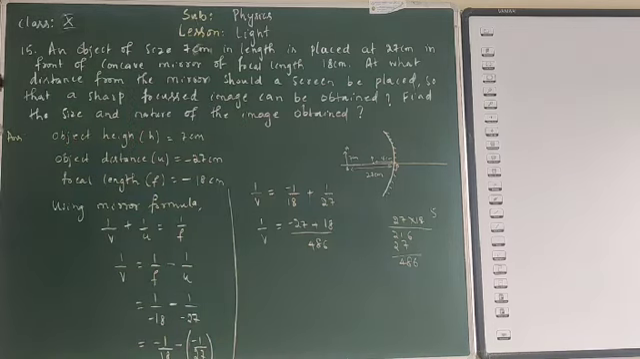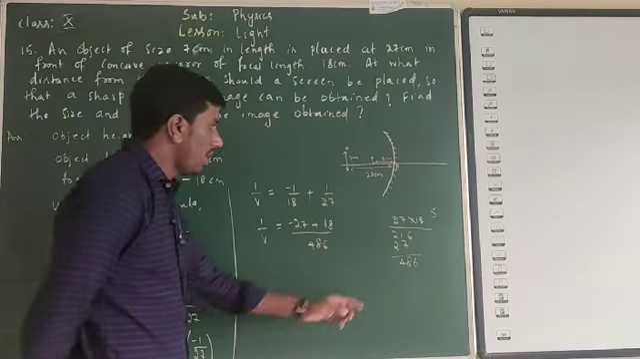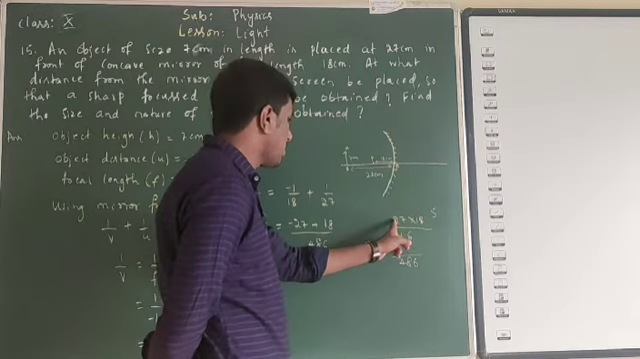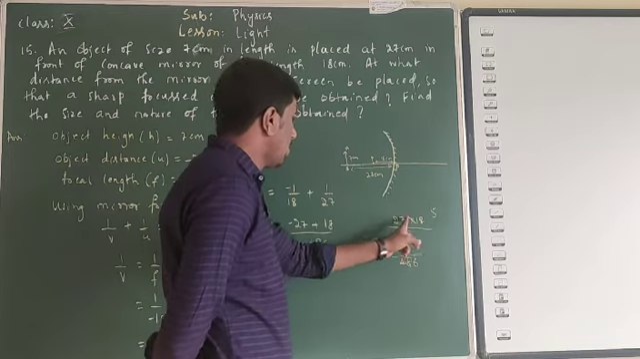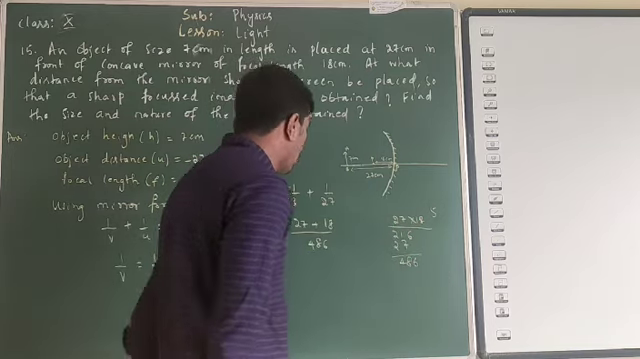Okay. Now, 8 sevens are 56. 8 twos are 16. 16 plus 5 will become 21. 1 sevens are 7. 1 twos are 2. So 6, 8, 4. 486.